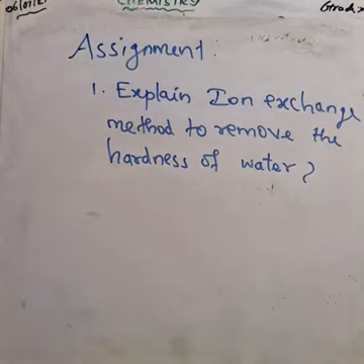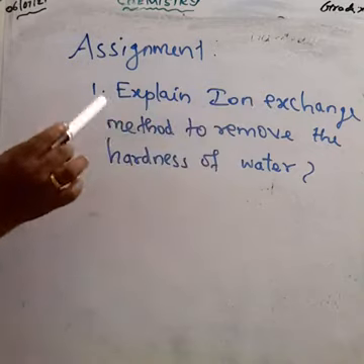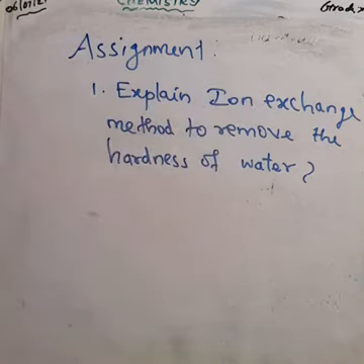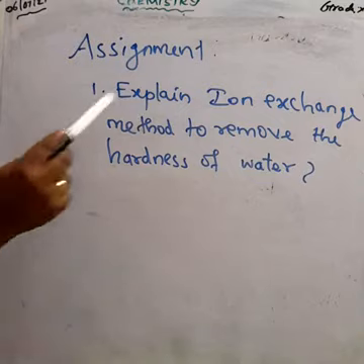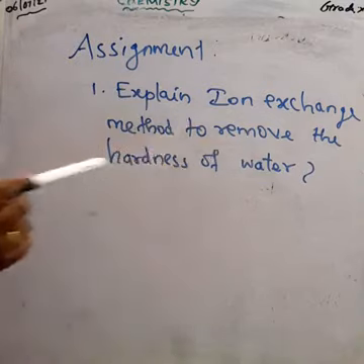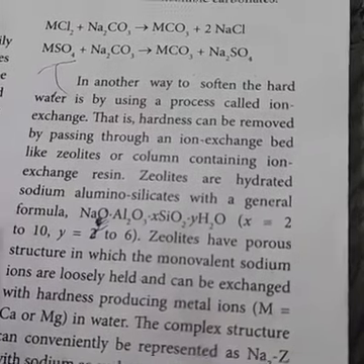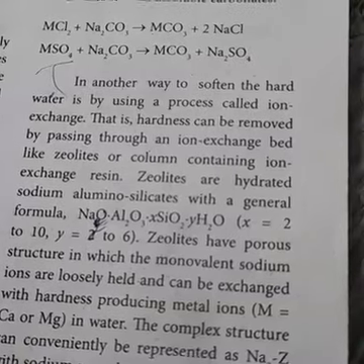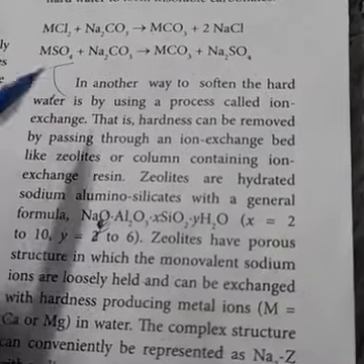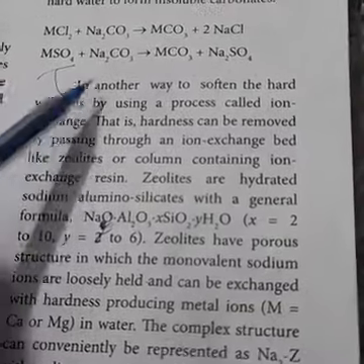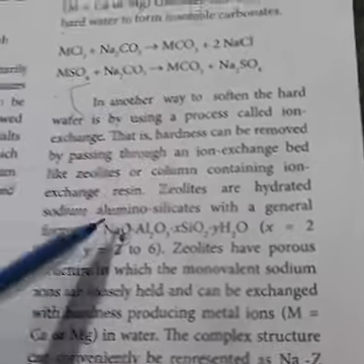Okay students, today your assignment: explain the ion exchange method to remove the permanent hardness of water. If you have a book, take your book now. Students, take page number 109, right hand side of the page, the second paragraph onwards, we have to mark.